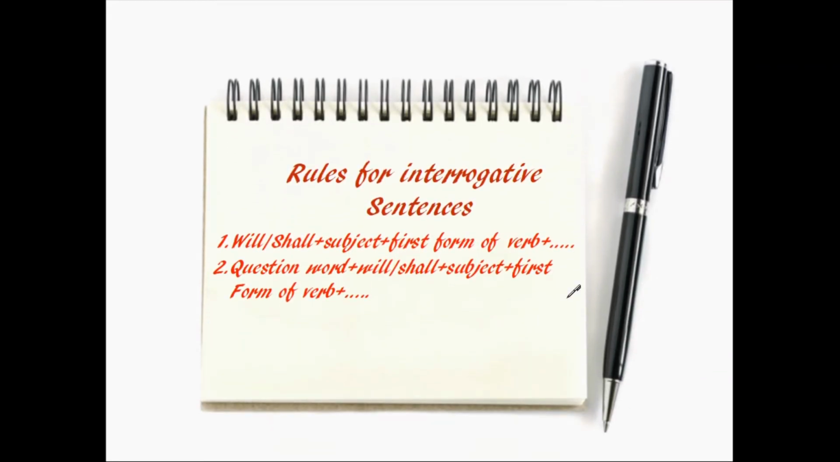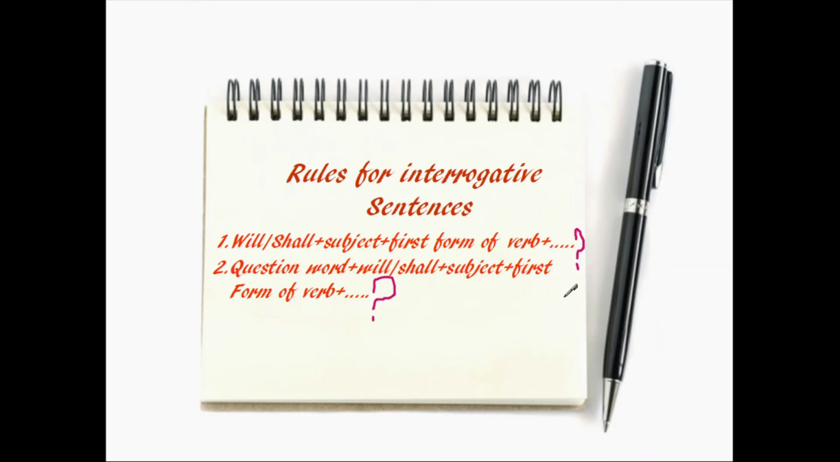Now here are the rules for interrogative sentences. First one is will or shall plus subject plus first form of verb and the rest of the sentence and the question mark. Question mark is necessary. I have already told you the question mark is very necessary. Okay guys, for example, will she not come to the party? So will, she is the subject, not come, come is the first form of verb, to the party and the question mark.